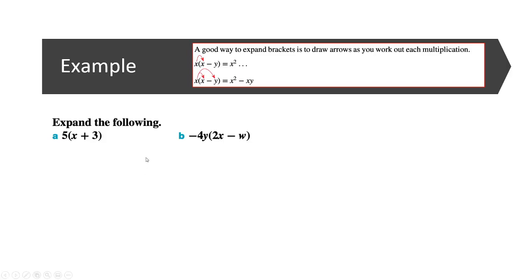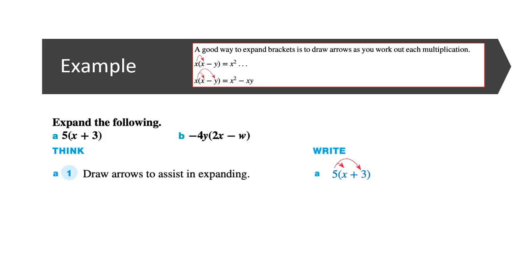So our first one, 5 open bracket x plus 3. Let's start off, let's draw some arrows to see what we need to multiply by. We're going to multiply this 5 by the x, and then 5 by the 3. And what we get is 5 times x plus 5 times 3, and we simplify it, 5x plus 15.